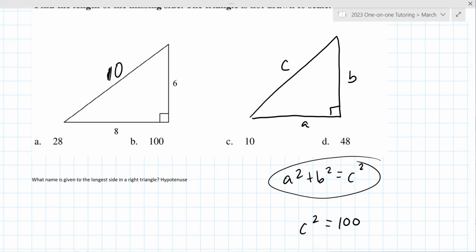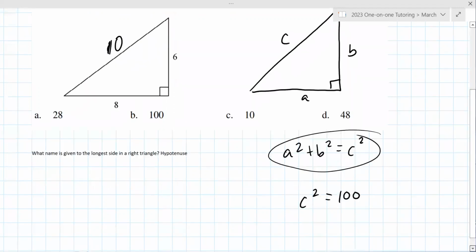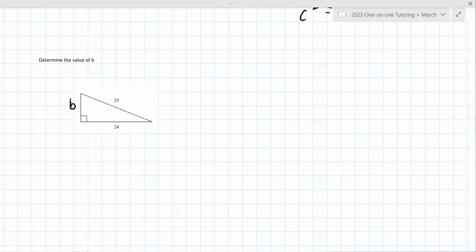Okay. You ready for another problem here? Yeah. All right, so here's your new problem. Okay. And I'm going to snip this in. I want you to determine the value of B, and you're using the Pythagorean theorem. Okay. Yes. I'll try that out.